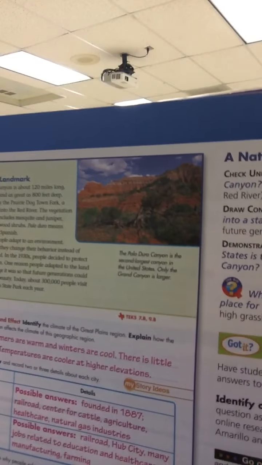In the 1930s, people decided to protect Palo Duro Canyon. One reason people adapted to the land rather than change it was so that future generations could enjoy this natural beauty. Today, about 300,000 people visit Palo Duro Canyon State Park each year. And there was a picture of it.